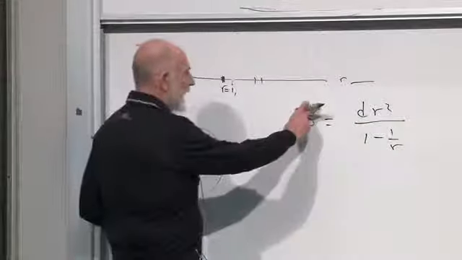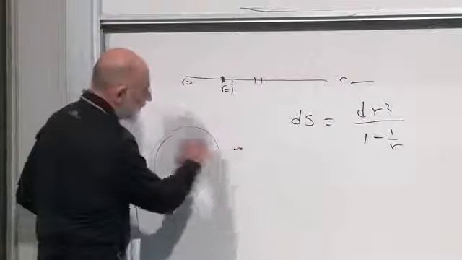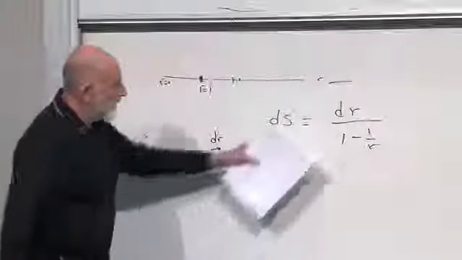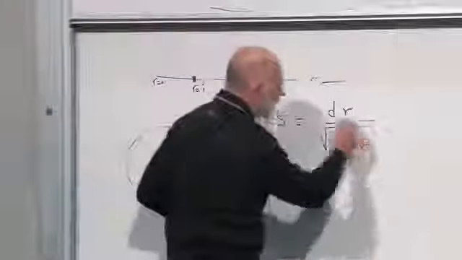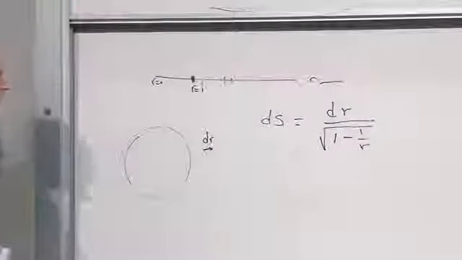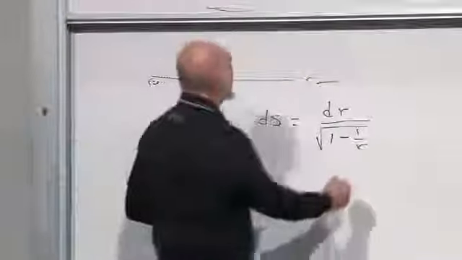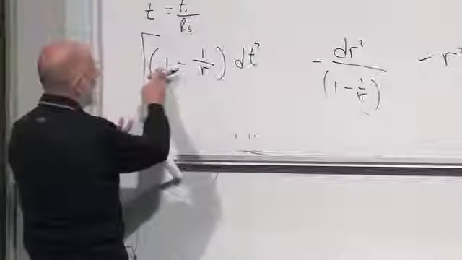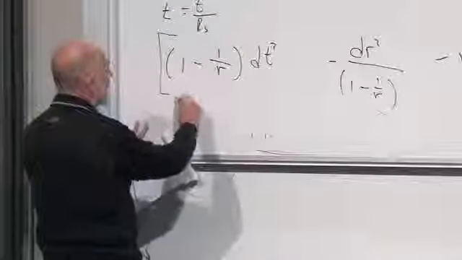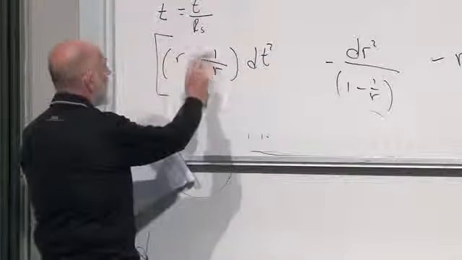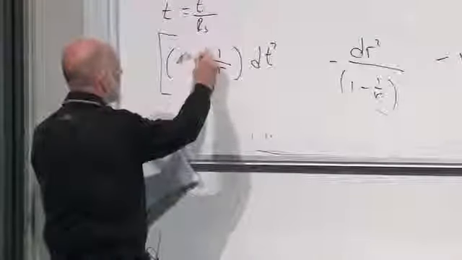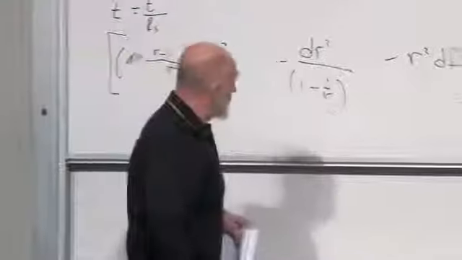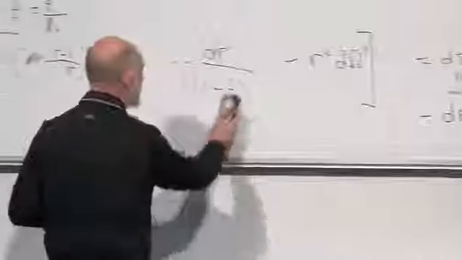Or ds, the distance between these 2 points, is just little dr divided by the square root. I took the square root. We can also write this in another way. In fact, we can go right back to here and write it, multiply and divide by little r. This becomes little r minus 1 over r, and this is also little r minus 1 over r.